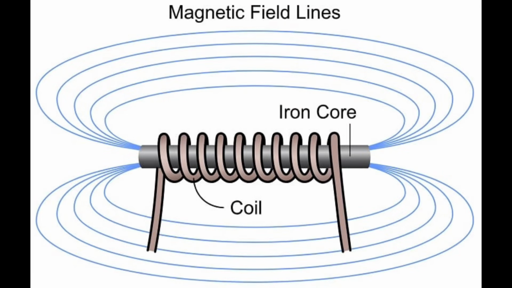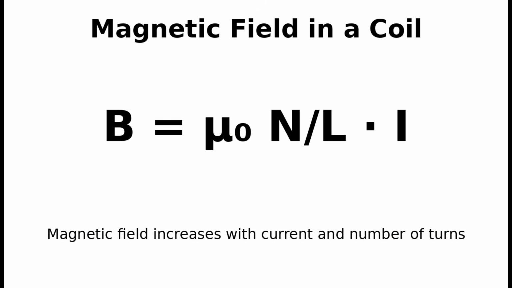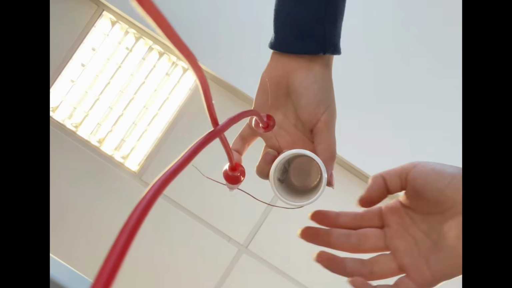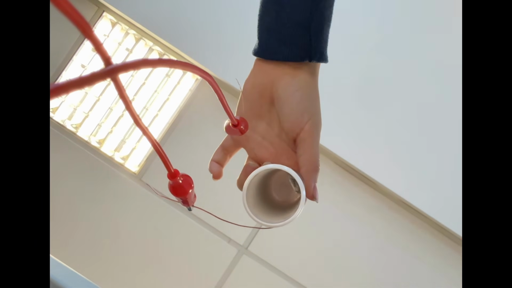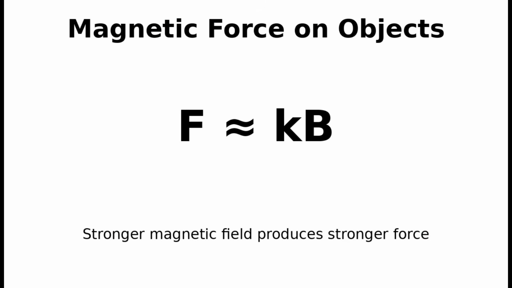When an electric current flows through a wire, it creates a magnetic field. In a coil, this magnetic field is concentrated inside the coil, and its strength is given by this equation. Here, the magnetic field depends on the current passing through the wire, the number of turns, and the length of the coil. This magnetic field can exert a force on ferromagnetic objects, such as paper clips, placed inside the coil.